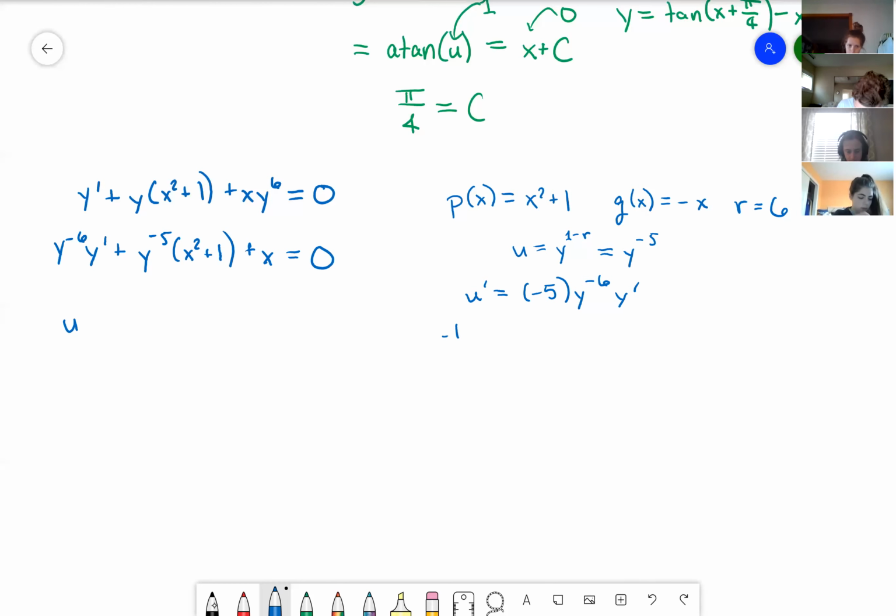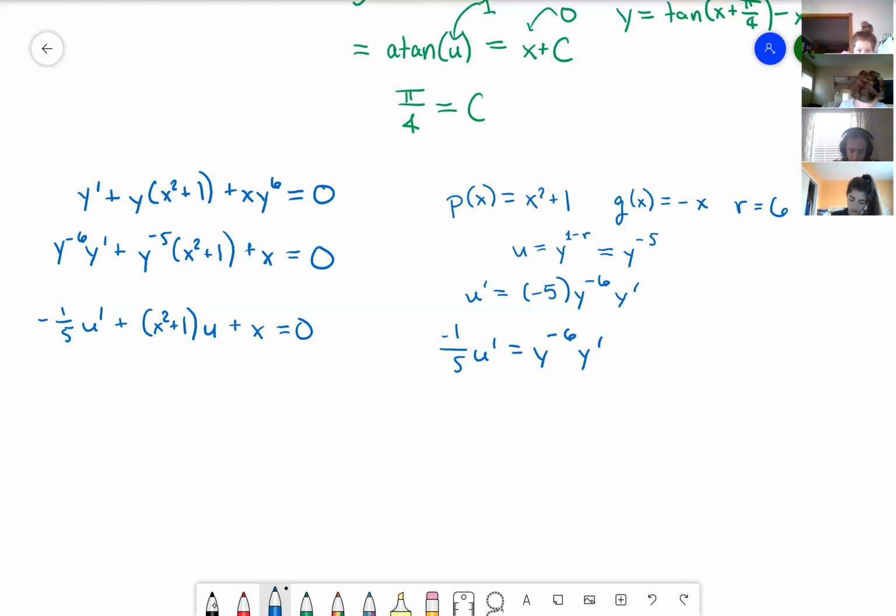Well, I do have to rewrite this part. So we'll get negative 1/5 u prime equal to y to the minus 6th y prime. So this will be minus 1/5 u prime. And then y to the minus 5th is just equal to u. So this is x squared plus 1 times u. And then just plus x equals 0.